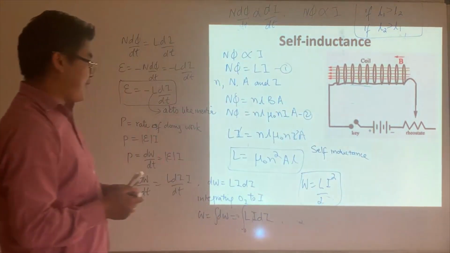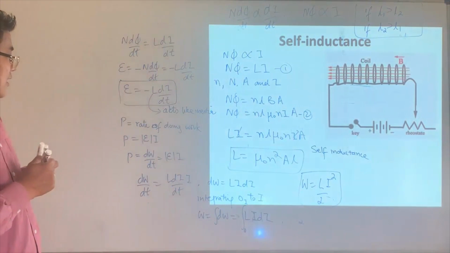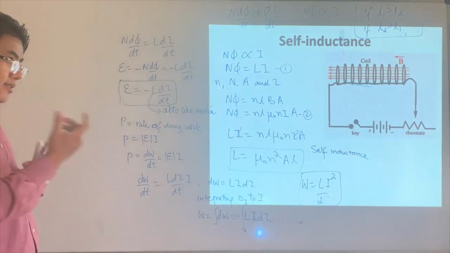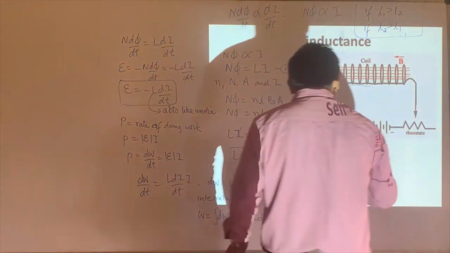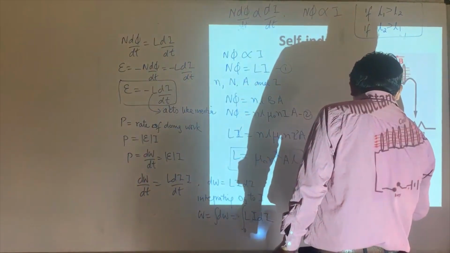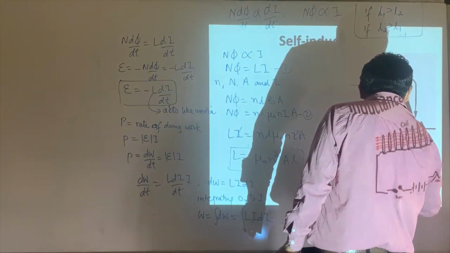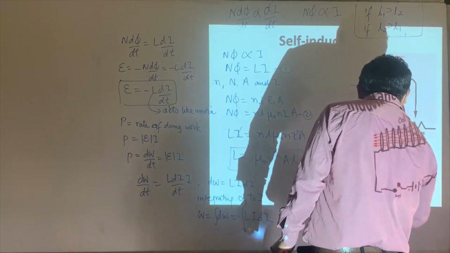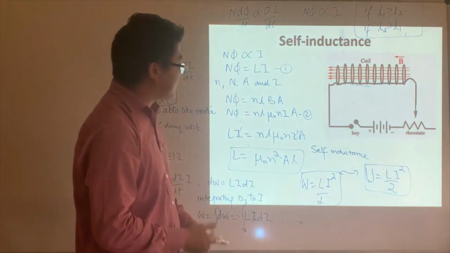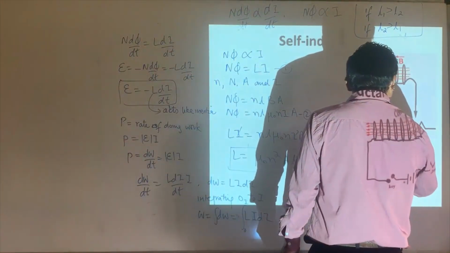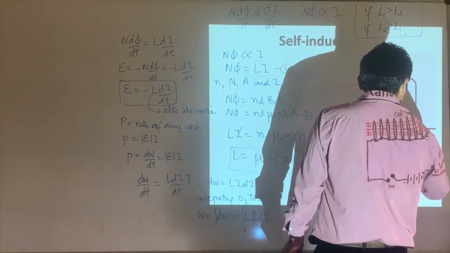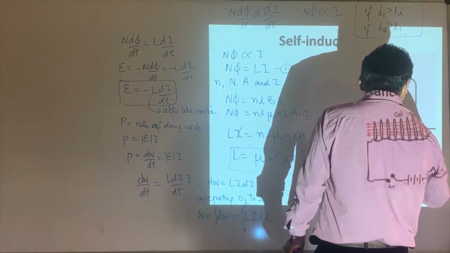So this is the work done against the changing magnetic flux, and this is stored as potential energy, right? This is the potential energy stored in an inductor.